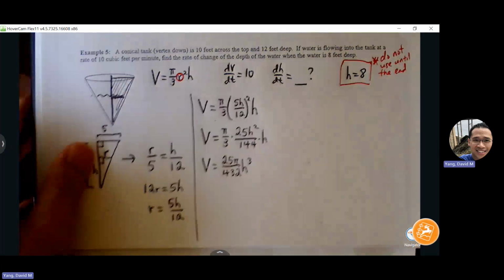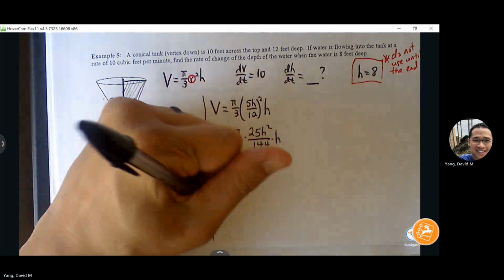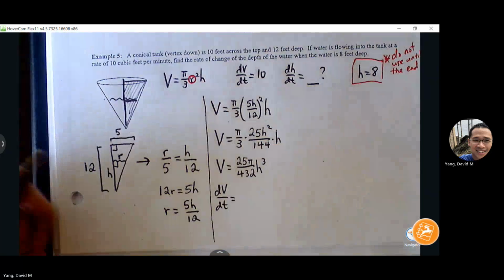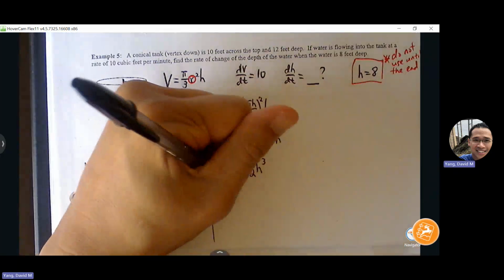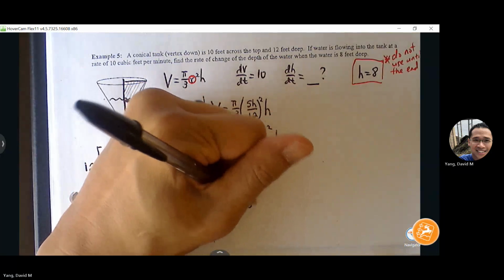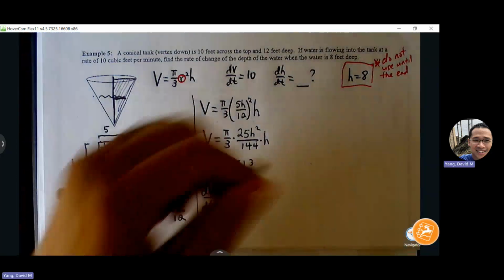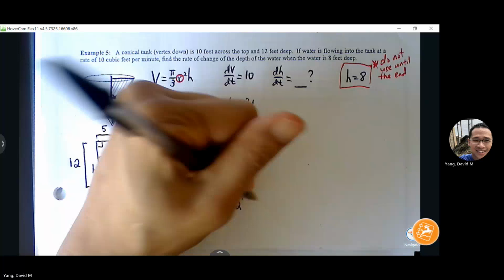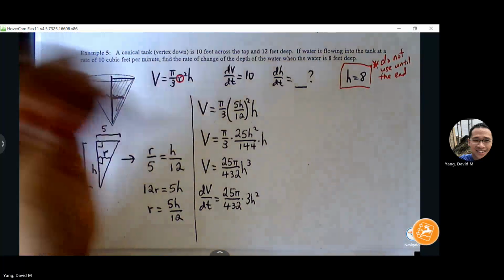All right, so let's find the derivative now. V becomes... This is just one messy coefficient. It's not going to go anywhere. H cubed becomes 3h squared. Anything else? H.